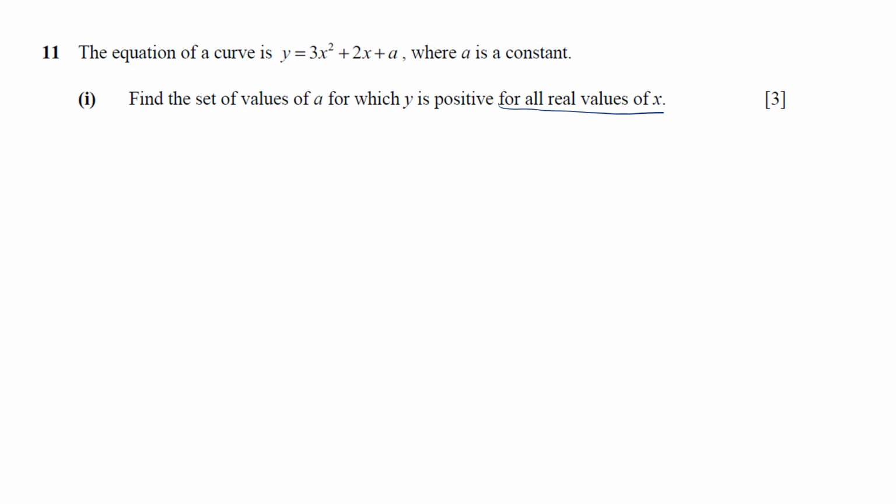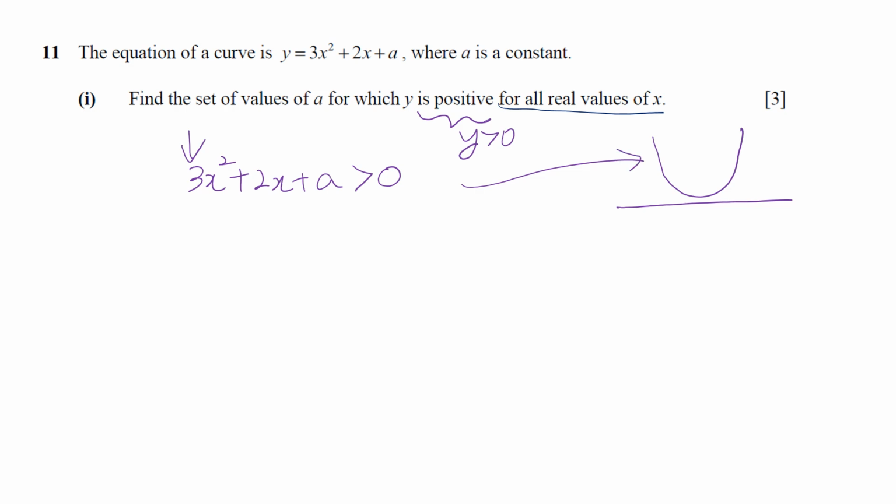Okay, right? So it says that you want your y to be positive. Y is positive means y must be more than 0, right? Y is negative means y is less than 0. So basically, you want the parts of the curve to be above the x-axis. And since this is a U-shaped curve, that means you want the curve to be always positive. So this is how the curve will look like. And for a curve to be always positive, that means it has no real roots. It can have all real values of x, just that this curve has no real roots.